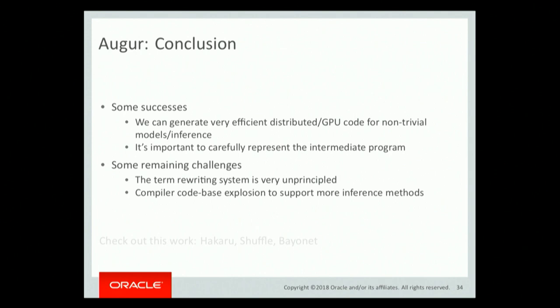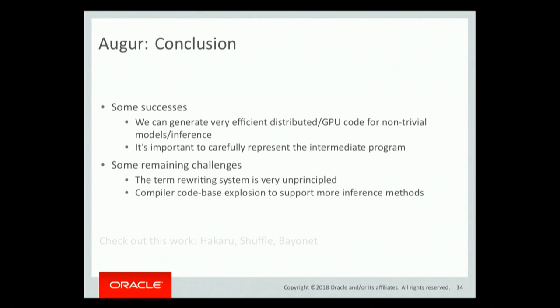What have we learned with Augur version 1? I think there were some successes. For example, it was clear that we could generate very efficient code for either GPU, but also distributed, for really non-trivial models and non-trivial inference methods. And in fact, we had a lot of interest because it made it very easy to make good use of the GPU.